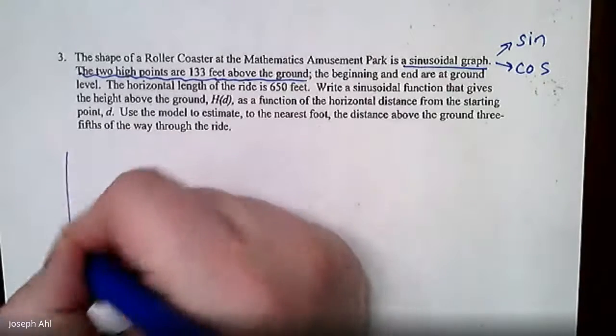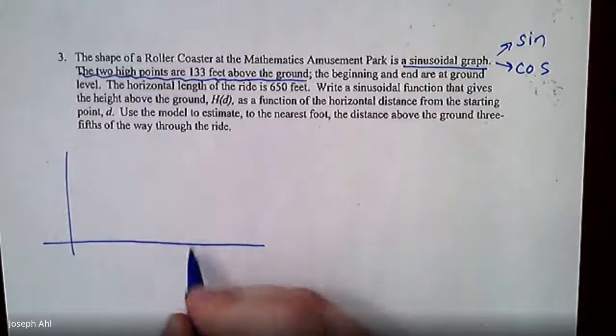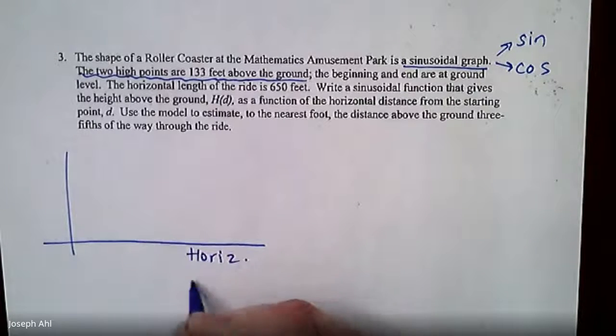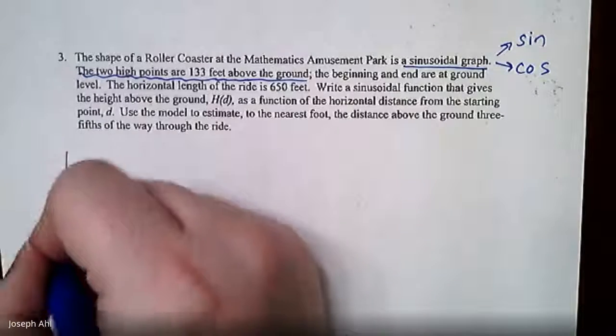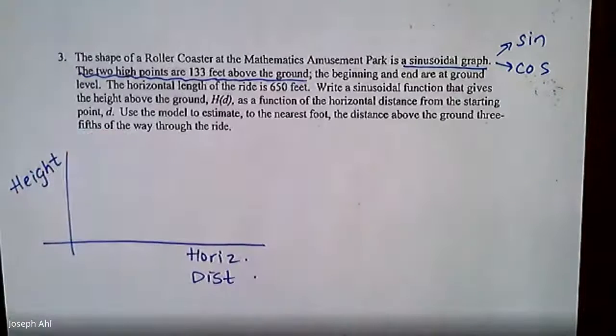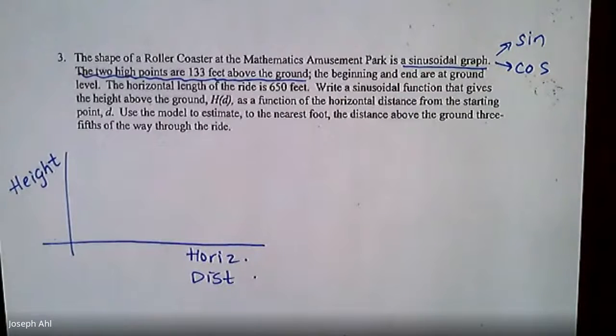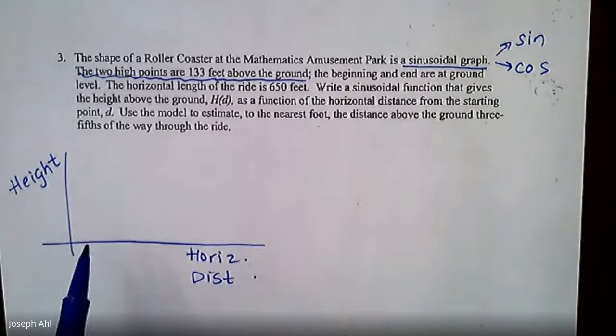So if we start setting up some axes here, let's label them appropriately. This is going to be a horizontal distance from where we start. And this is a vertical distance. This is the height above the ground. Okay, so they're both measured in this case in feet, but one's talking about distance above the ground, one's talking about distance from the starting location right here.